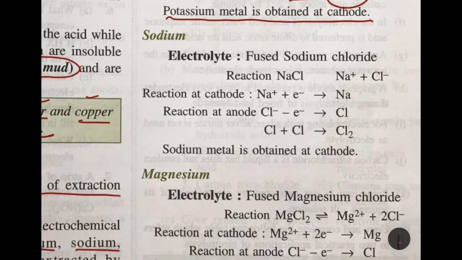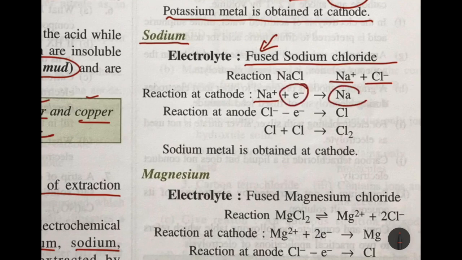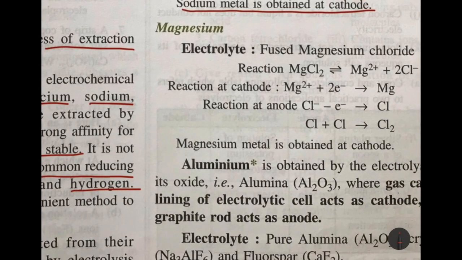Similarly, for extraction of sodium, we use fused sodium chloride, melted, okay. So sodium chloride will turn into sodium and chloride ions. So at the cathode the sodium will migrate and it will gain the one electron it had lost and turn into the sodium metal. And at the anode, the chloride will lose the electrons that it had gained and turn into chlorine atom, and two chlorine atoms will come together to form a greenish yellow gas, that is chlorine, at the anode, okay. And sodium metals are always obtained at the cathode.